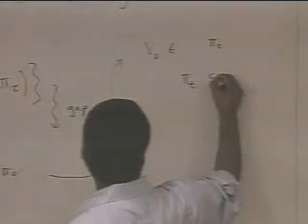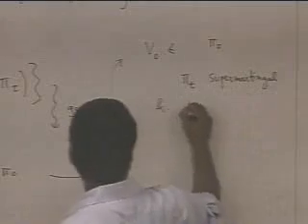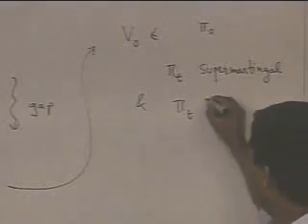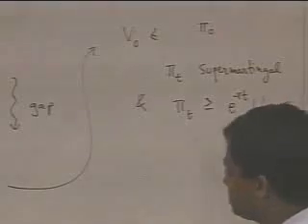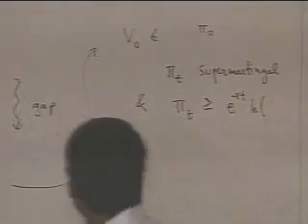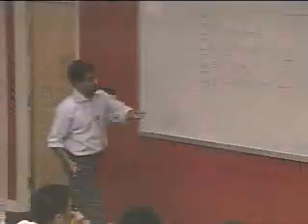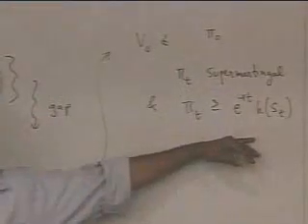You say that V of 0 is less than or equal to pi 0, where pi of t is a super martingale, and pi of t is greater than or equal to e to the minus rt h of s t. This should not be pi t but pi tau, h of s tau. I only choose those super martingales which are lower bounded by this quantity. This is a quantity that's known. No stopping time anymore now. The stopping time has gone away from the picture.